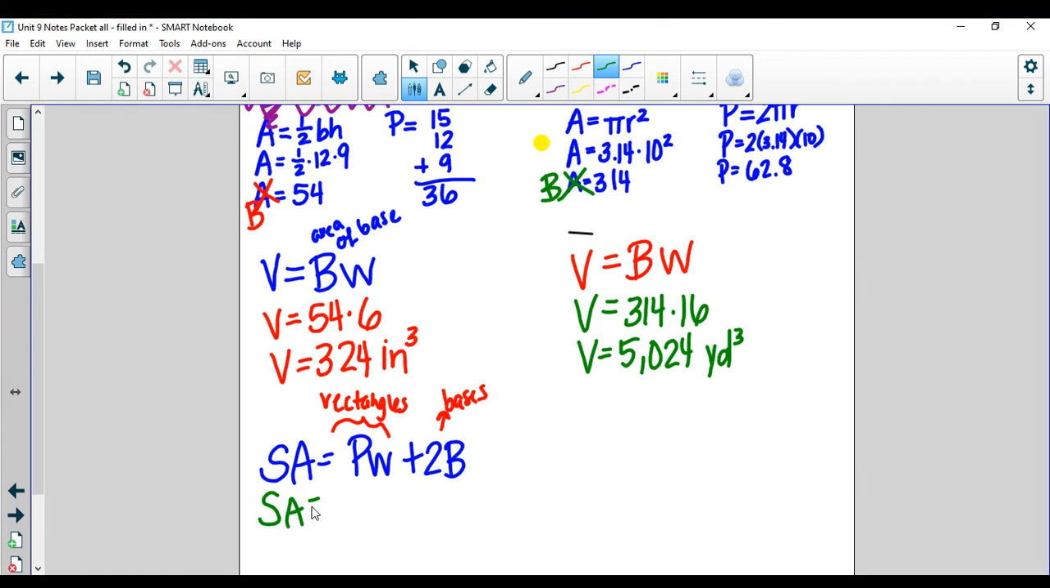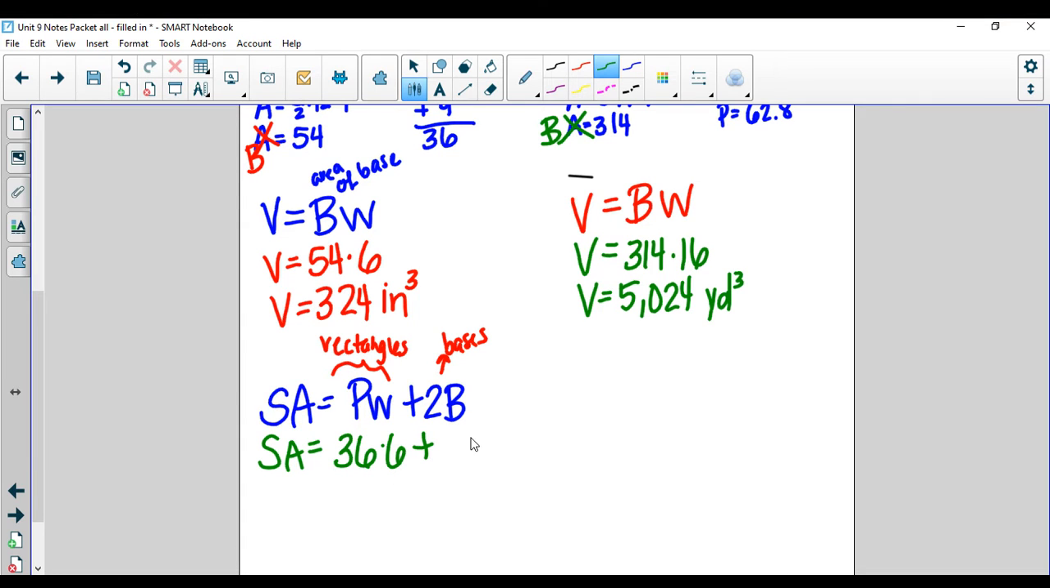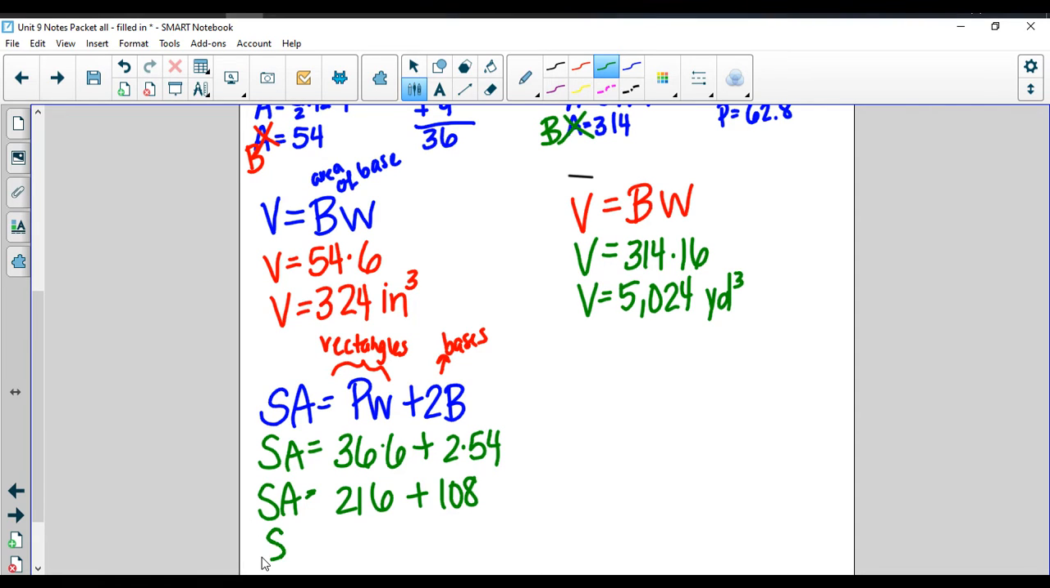So our surface area formula is pretty easy at this point because our perimeter we found to be 36. In yesterday's lesson, we talked about the W being 6, and we're going to add 2 times the area of the base, and the base was 54. So now we're going to chunk this into two separate pieces. 36 times 6 gives me 216. 2 times 54 gives me 108. And we add those two pieces together, giving us a total surface area of 324 inches squared.